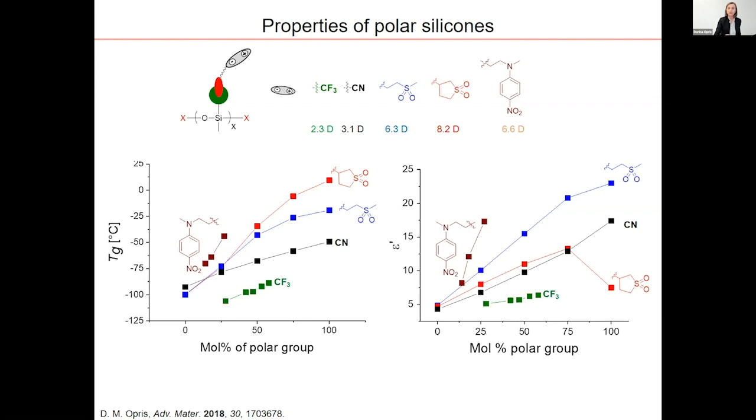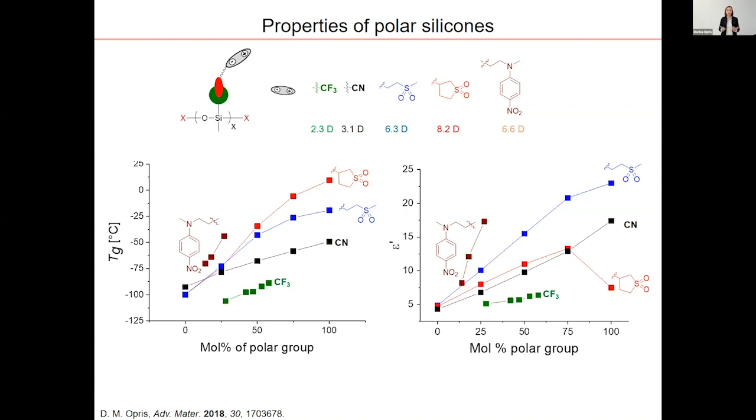And this is very important because if the glass transition temperature reaches room temperature, then you lose elasticity. And also this affects the dielectric properties of the polymer. What you can see on the right-hand side is the dielectric permittivity as a function of polar group. You can see the expected increase in the permittivity with increasing polarity, and different groups have a different increase. Stronger polar groups give a stronger increase in the permittivity. And for the polymer that has the Tg very close to room temperature, you see that there is a drop in the dielectric permittivity.